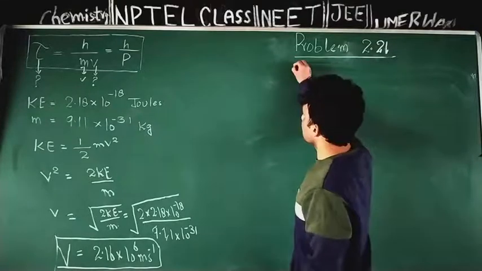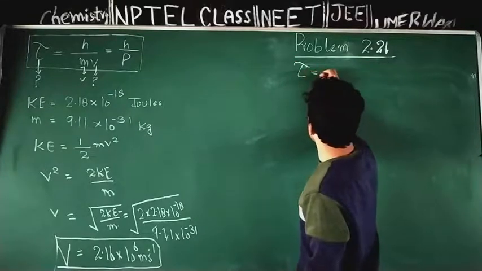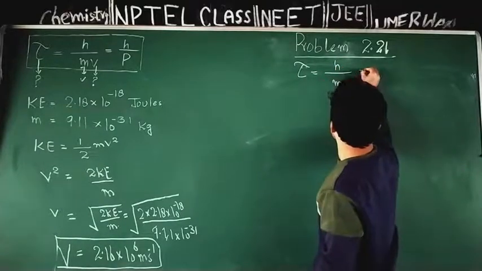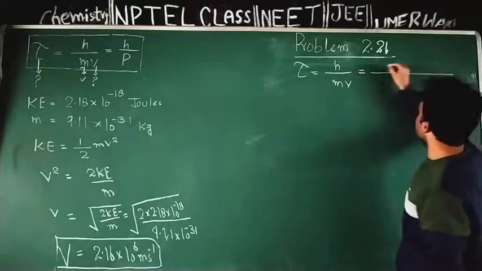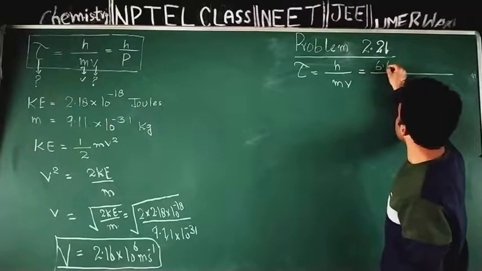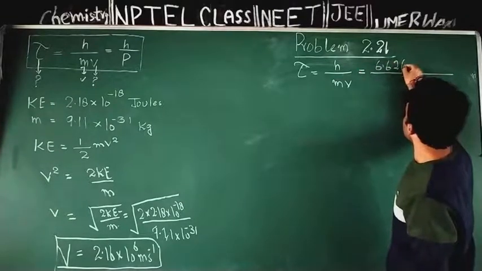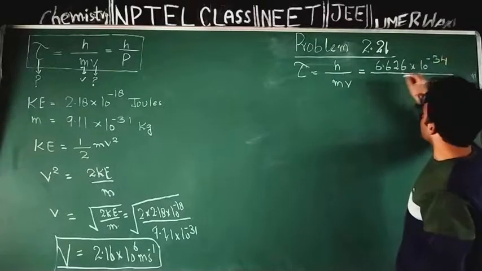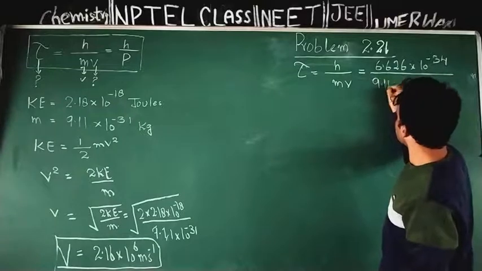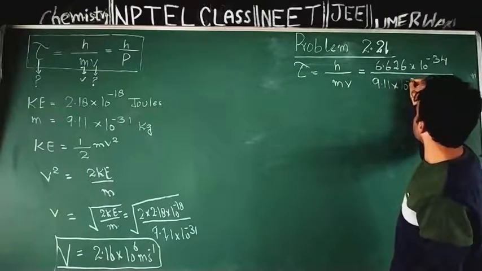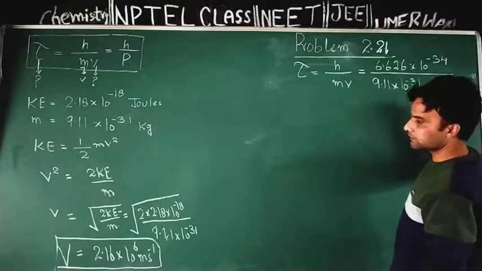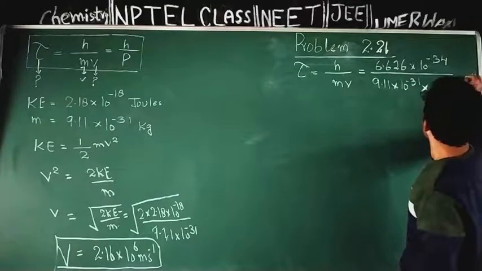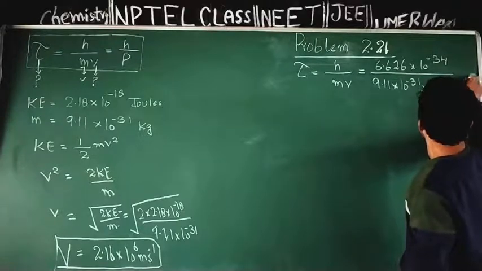Lambda is equal to h divided by mv. Value of Planck's constant is 6.626 into 10 to the power minus 34. Mass of electron is 9.11 into 10 to the power minus 31. Velocity of electron is 2.16 into 10 to the power 6.